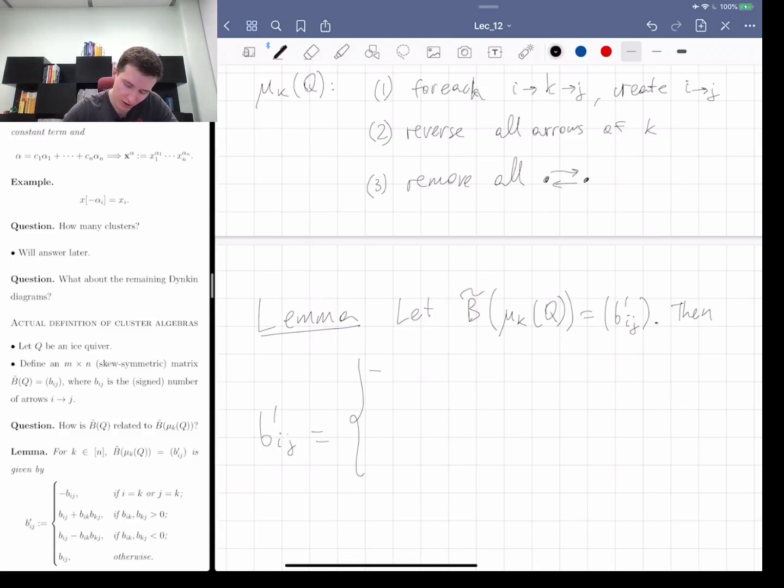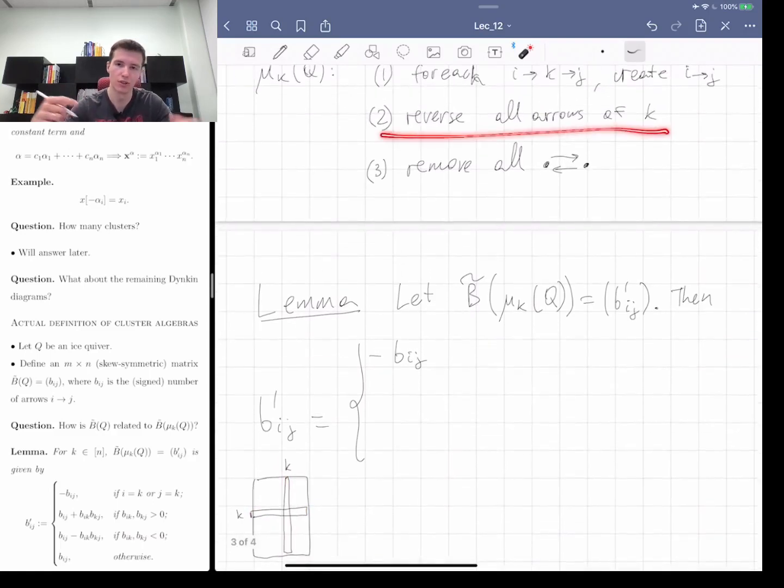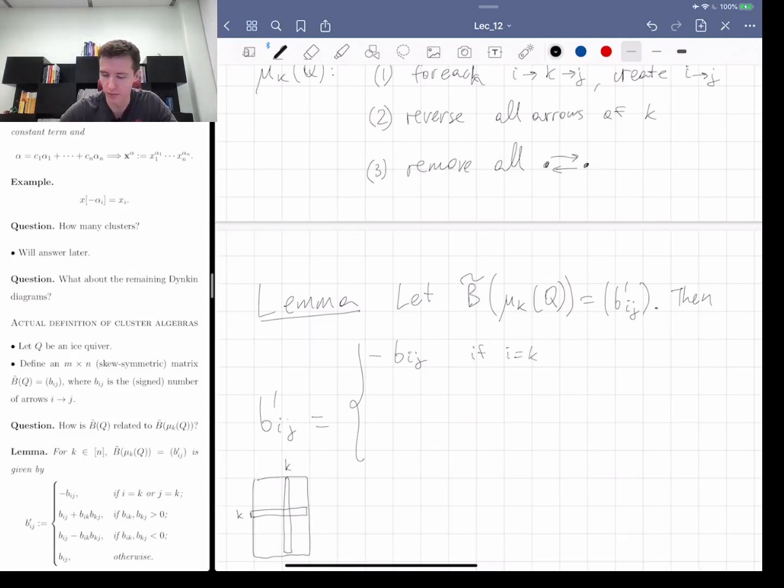Here is the claim of what's going to happen when you mutate. So first of all, if you have your B matrix, and then you have some column labeled K, and then you have some row labeled K, then this row and this column are just going to be negated. Right? That's step 2. You just reverse the arrows of K. So Bij if i or j are equal to K.